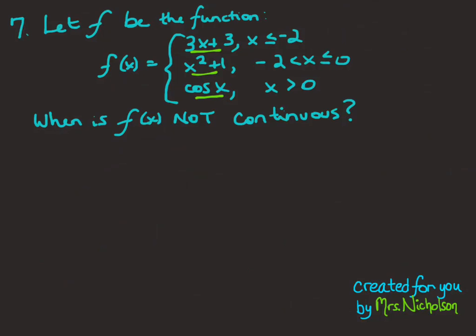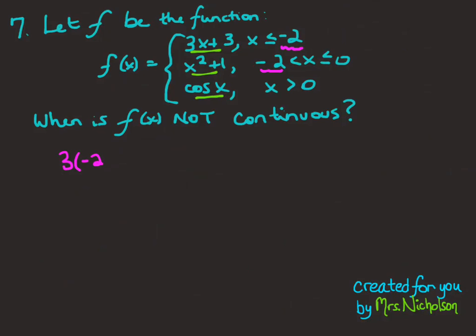Notice that the first function, 3x plus 3, the domain for that piece is x all the way up to negative 2, and it includes negative 2. But then I switch to the parabolic function, x squared plus 1, and that domain starts at negative 2. To find out if it's continuous, I want to know if those two pieces are equal to each other whenever x is negative 2.